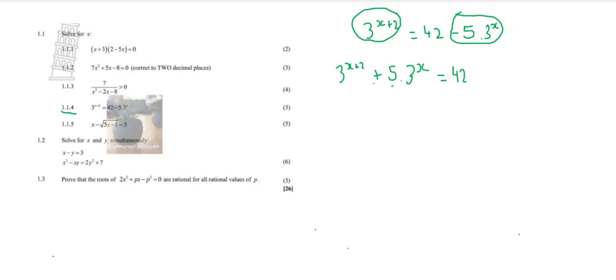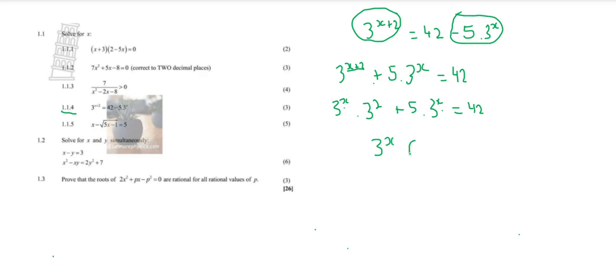Now, remember the laws of exponents tell us that when the bases are the same, you add the exponents. So before it became that, it was something like this: plus 5 into 3 to the power of x equals 42. Now, when we have it like this, we can see that we can pull out 3 to the power of x as common.